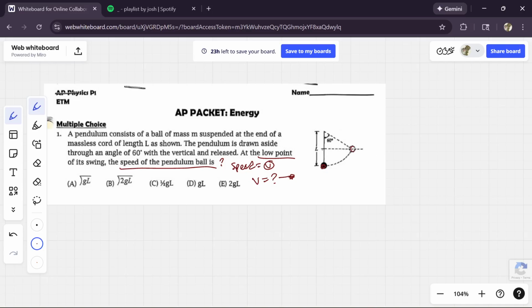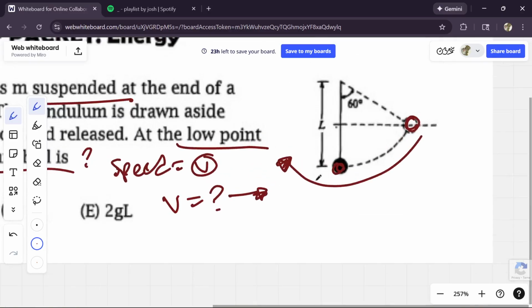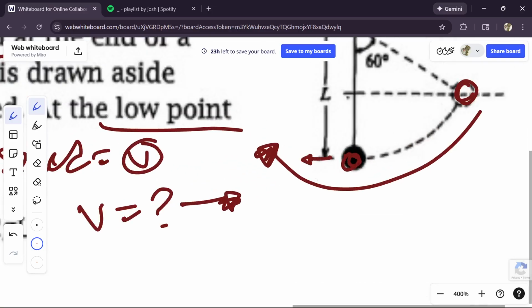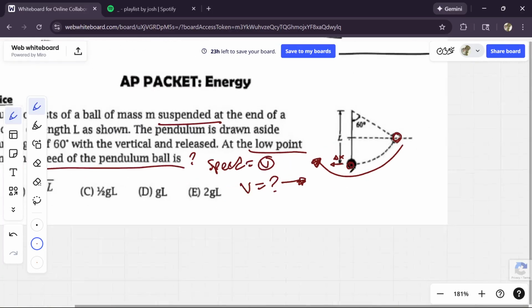Okay. Looking at this diagram here, the ball is being suspended at the end of a massless cord, and then it's released. So we can kind of assume that it's going to travel down this path and then go up to the left. And I'm going to zoom in and clarify the displacement of this ball is to the left. I'm going to get into why in a sec.